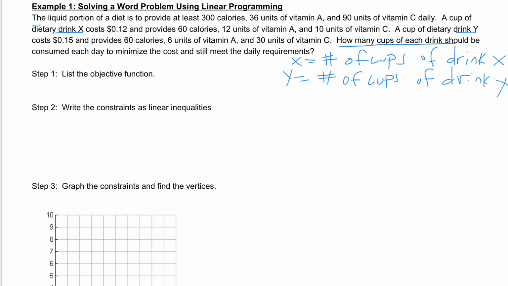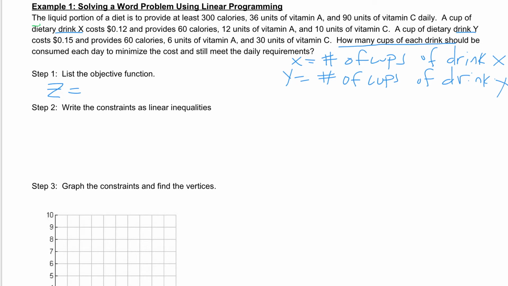Then what we have to do is come up with what we call the objective function. So what is our goal here? Our goal here is to minimize the cost. So our objective function is dealing with the cost of drink X and drink Y. We'll start with Z equals, and we'll do that every time for our objective function. Z is going to equal something. And again, in this term, we're talking about the cost of our cups of drink X and drink Y.